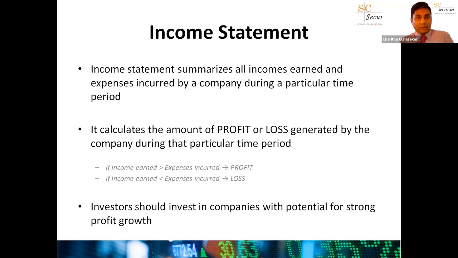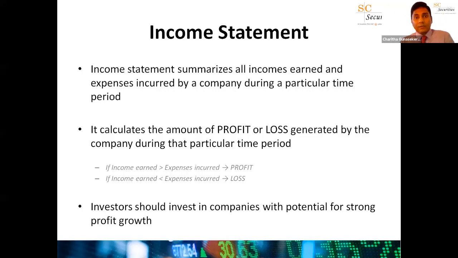Note, I use the words income earned and expenses incurred. The difference is that not every income that you earn might have been received during that period. Similarly, not every expense that you have paid for might have been incurred during that period. So irrespective of whether an income is received or not, irrespective of whether an expense is paid or not, you have to take what is relevant for that particular time period. If it is a 12-month period, you take what is relevant for that 12-month period.